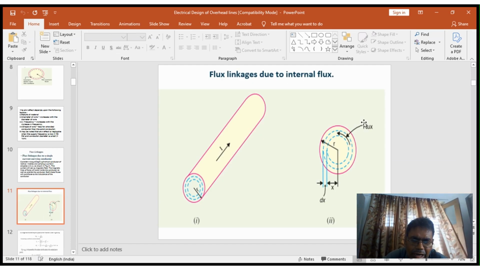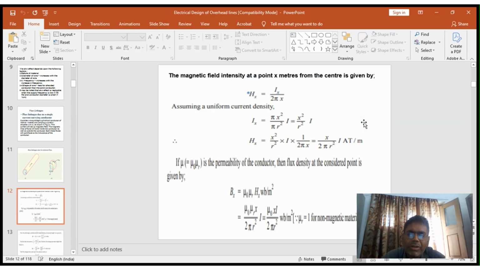When current flows through the conductor, flux lines are produced inside as well as outside the conductor. These flux linkages contribute to the inductance of a conductor. First, the flux linkage due to the internal flux. We define the magnetic field intensity at a distance of x from the center of the conductor as Hx, equal to Ix divided by 2 pi x.